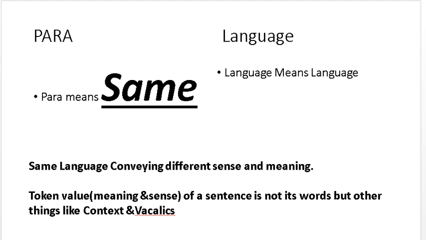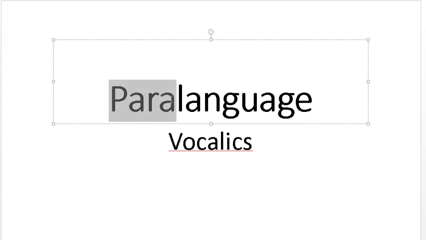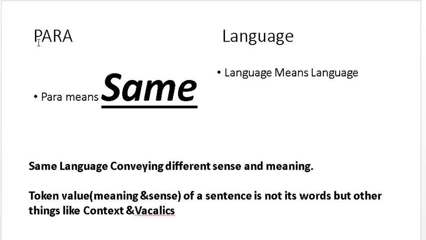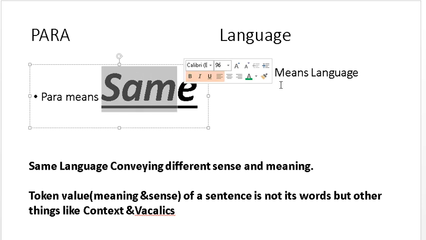Paralanguage has two parts in this word, para and language. Para means same, whereas we know language means language. So paralanguage means same language. How to explain it? When we are using the same language, we are utilizing the same words, but they are conveying different meanings and different senses. We usually use this paralanguage for indirect messages.